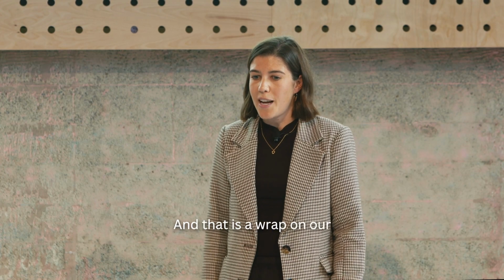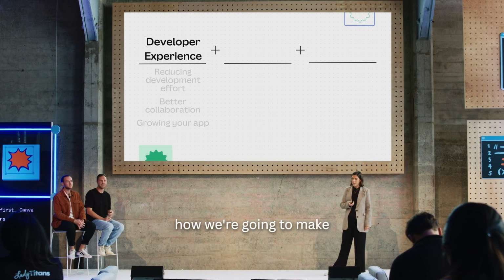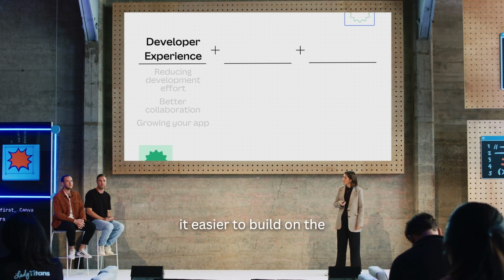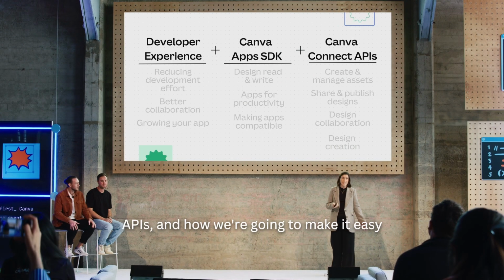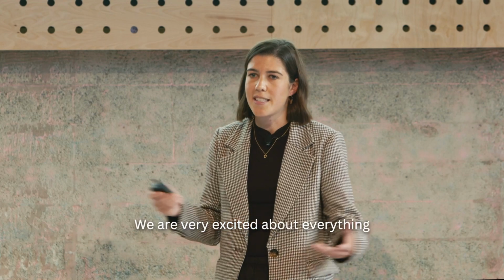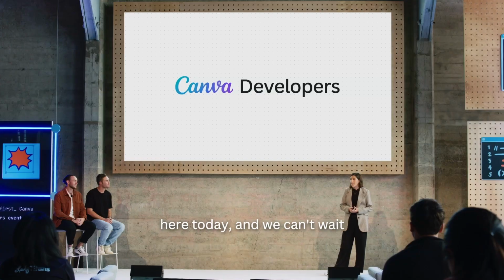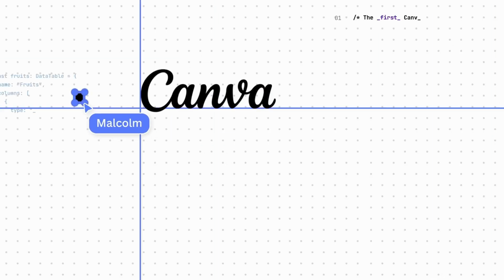And that is a wrap on our What's Next for Developers session. Covered a heap of ground here, including how we're going to make it easier to build on the Canva platform, the types of apps we're going to unlock through all of our upcoming app APIs, and how we're going to make it easy to connect any system to Canva with our Connect APIs. We are very excited about everything we've shared with you here today, and we can't wait to get it into the hands of our Canva developer community as soon as possible.